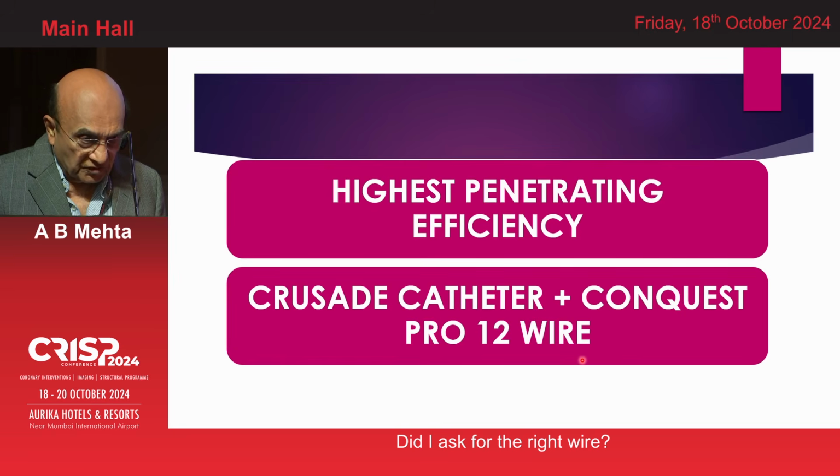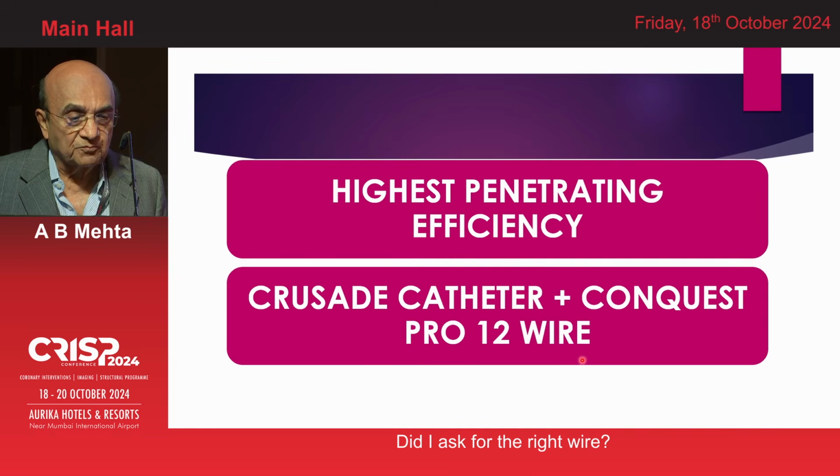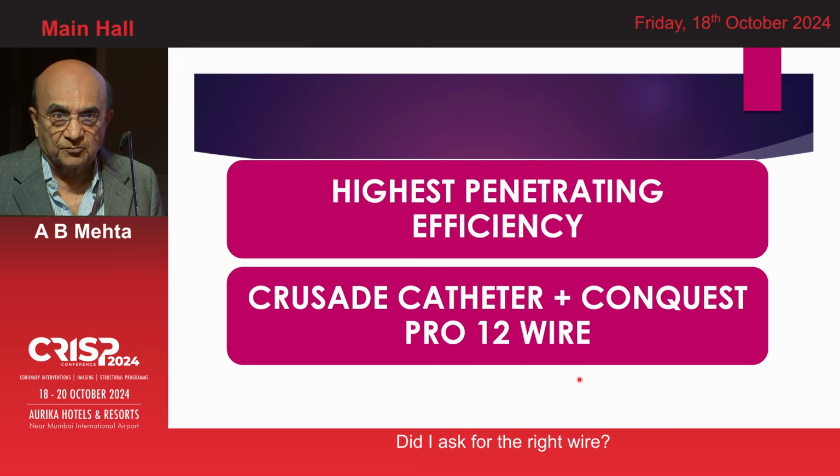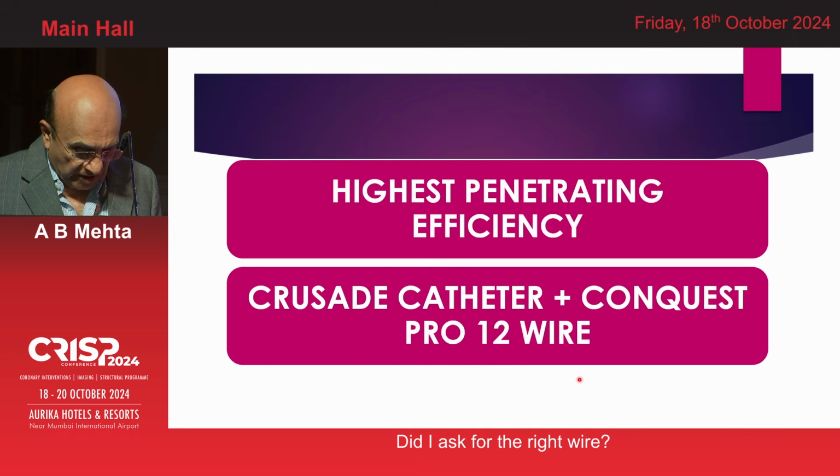All right, so we go to the next one. The highest penetrating efficiency is Crusade catheter plus Conquest Pro 12 wire. The Crusade catheter, which I think will be discussed somewhere in this meeting at some point of time, is a double lumen catheter. So one wire goes over the head lumen into the side branch, and wherever that side branch is very close to the proximal fibrous cap, you can use this combination to have a tremendously enhanced penetrability.